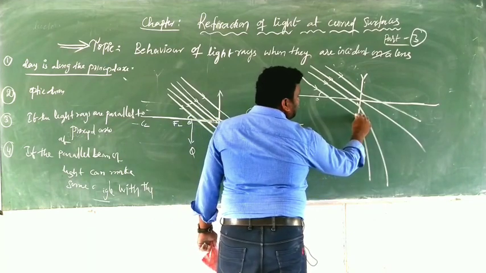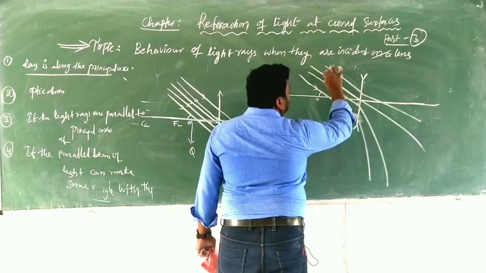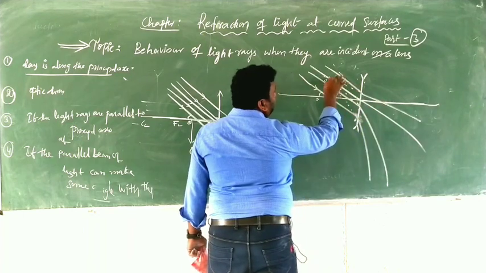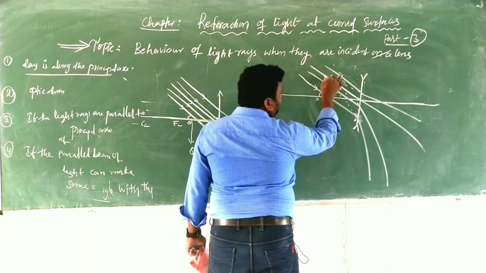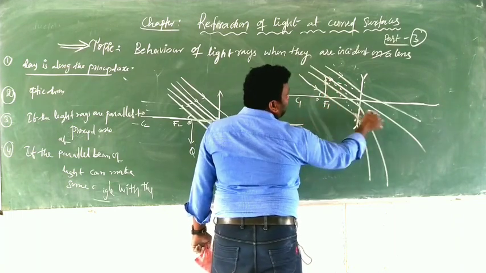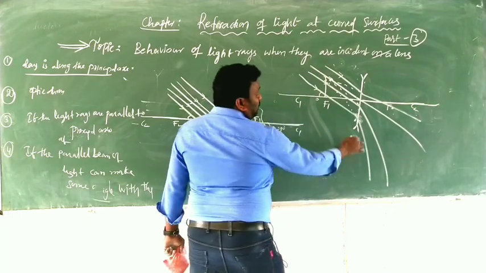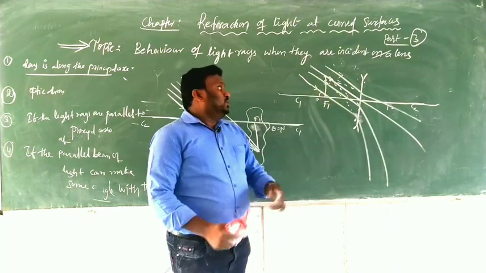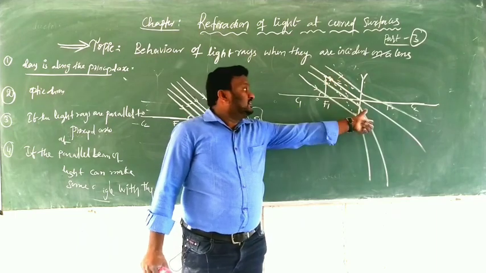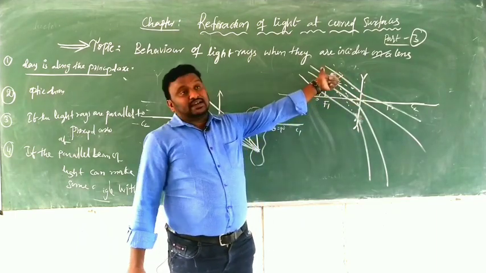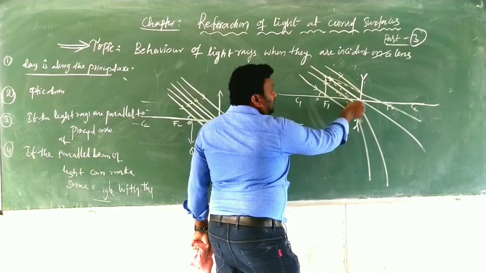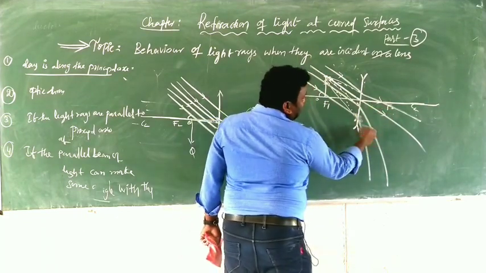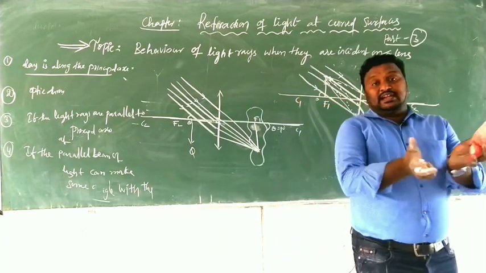From the refracted rays, we are again extending back. Again, they will meet at one point. That point is here, now F1, C1, and F2, C2. We have to extend them back. Again, they will meet at one point. This is extended back, this is also extended back, and this also extended back. So, they will meet at one point. From that point, what do you have to say? They seem to diverge.